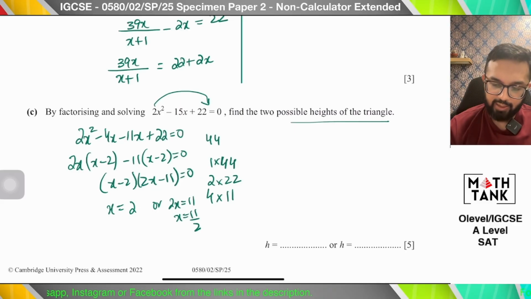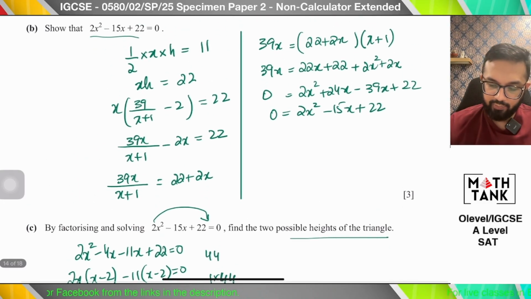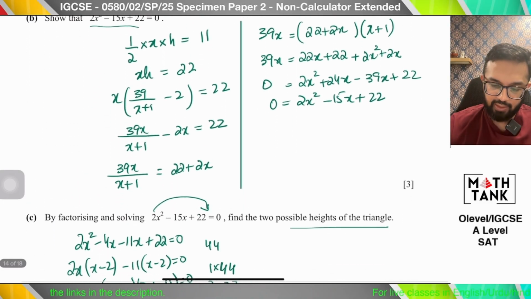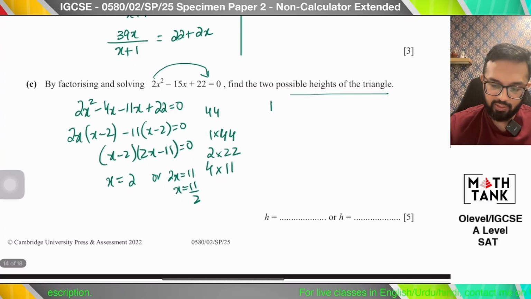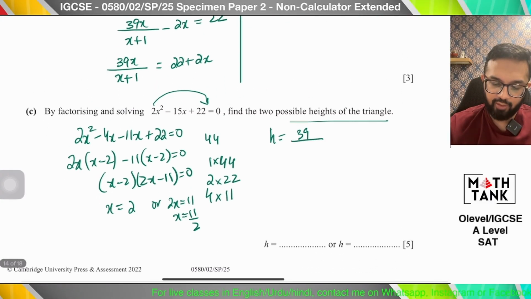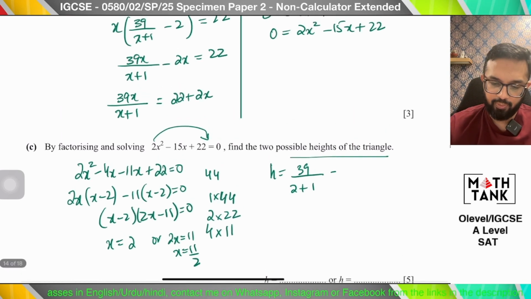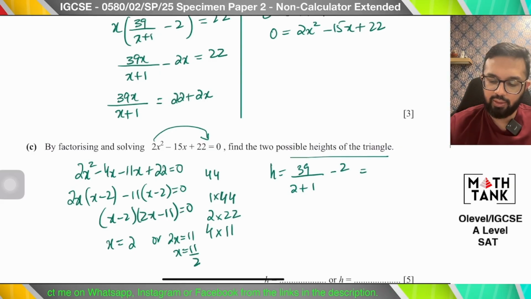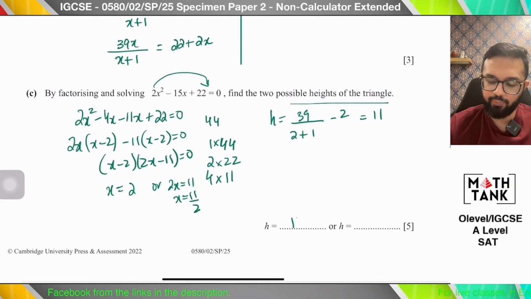And the two possible heights of the triangle, so I want to find out the values of h. h is basically 39 over x plus 1, 2 plus 1, minus 2. So that's 39 divided by 3 is 13. 13 minus 2 is 11. So one of the heights is 11. 5-mark question.